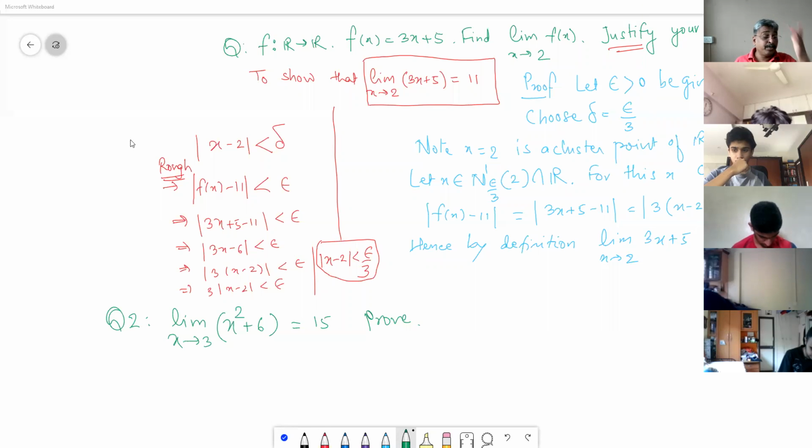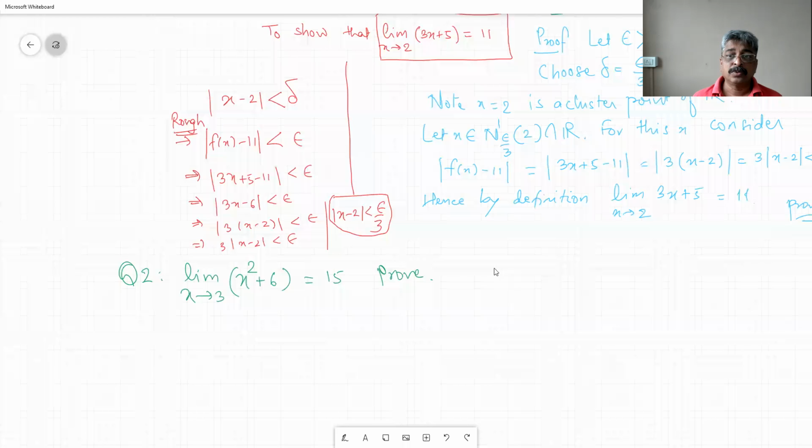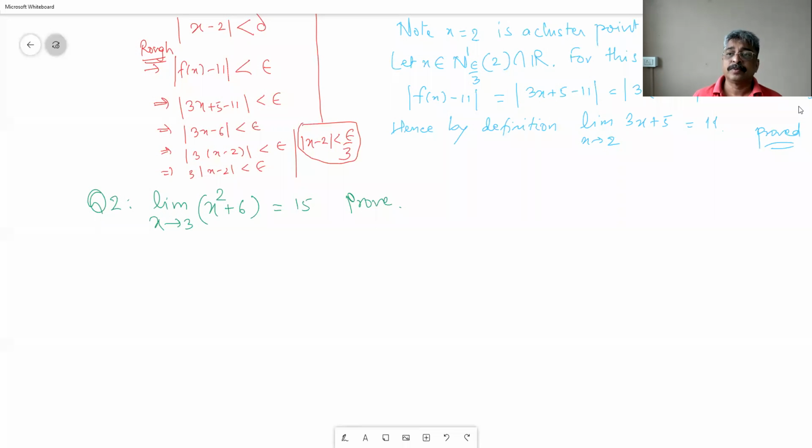Now, it is not as simple as a straight line that we have done, but because of the quadratic, we end up having some additional factors. So let us see how to deal with that as far as finding the delta for a given epsilon is concerned.